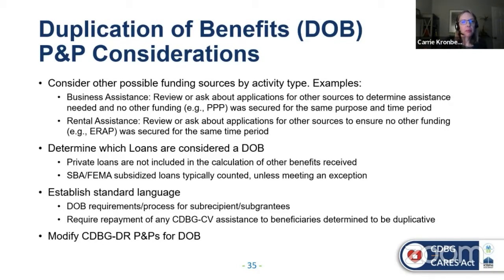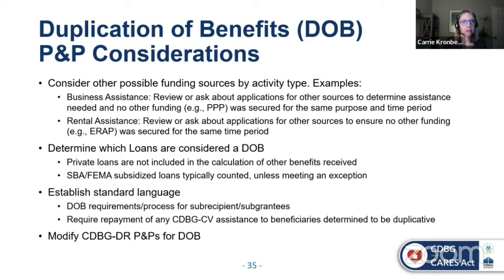And then something to keep in mind is some loans may or may not be considered duplicative assistance, depending on the source and type. So private loans, if someone gets a loan from a bank, that's not considered duplicative, but Small Business Administration and FEMA subsidized loans are typically counted towards the duplication of benefits, so they would be duplicative, but there are some exceptions. And if you want to know what those are, take a look. There's a duplication of benefits quick guide available on the HUD Exchange, and that talks about what those exceptions are.